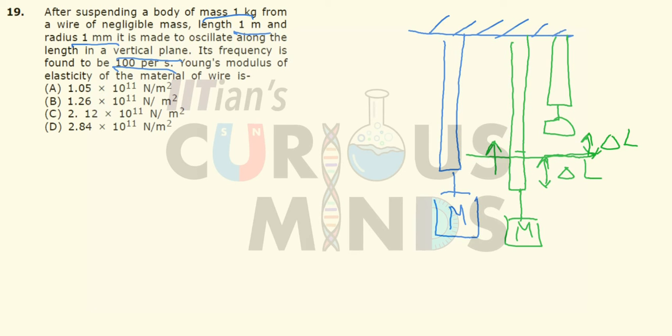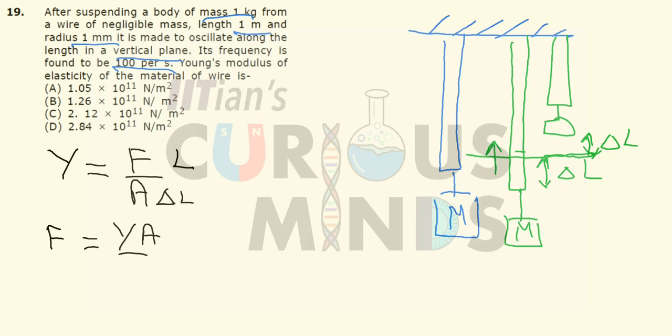Let us first see the formula of the force applied at different points. If I consider the formula of the Young's modulus, Y will be equal to F divided by A, delta L divided by L. So F will be equal to YA by L into delta L. Now if you see, the force is directly proportional to delta L. So that is why this will perform a simple harmonic motion. The force will be directly proportional to delta L, and it will be negative.